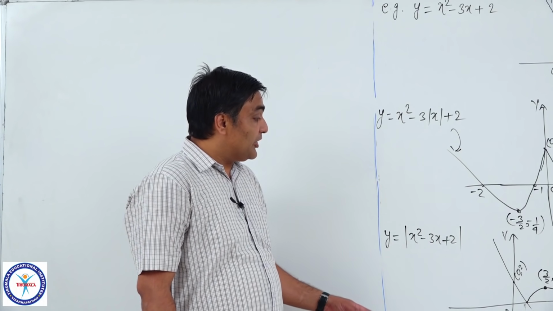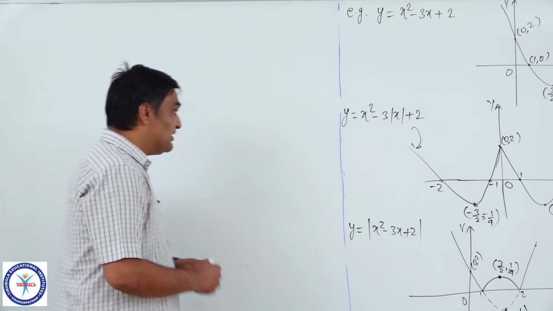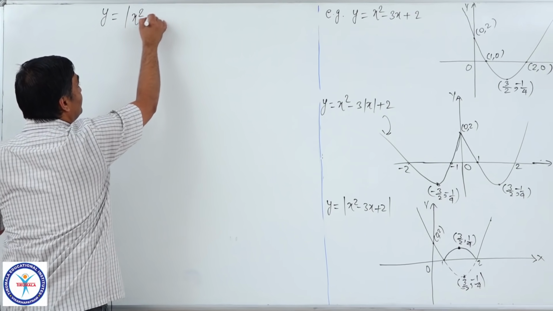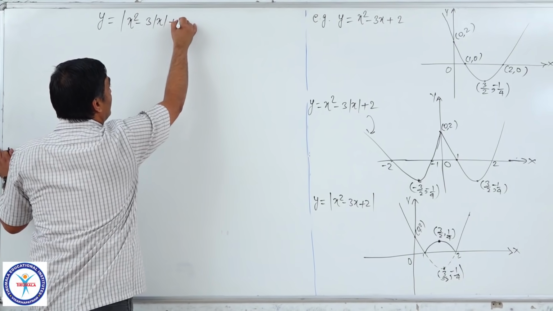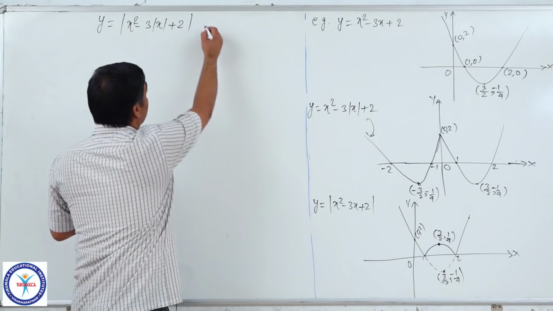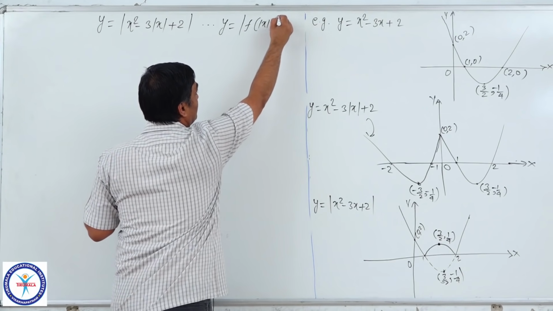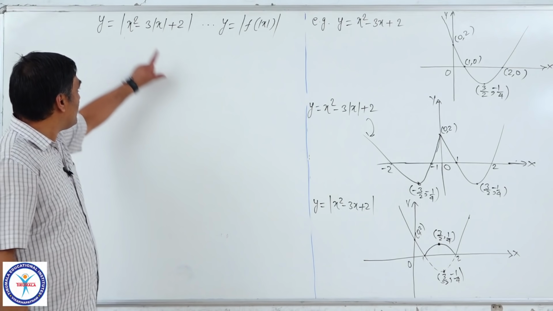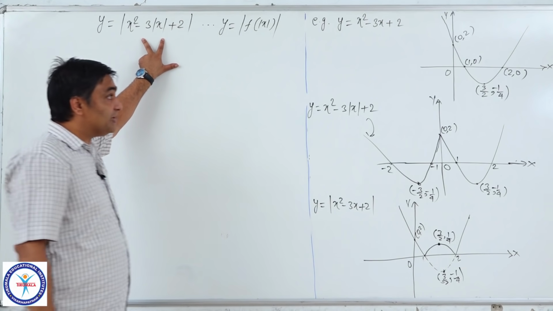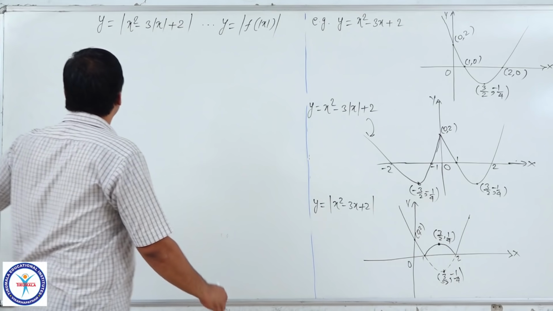Now we will apply both transformations, means the mod sign on x as well as on the whole expression. Means what is the type? y equal to mod of f of mod x. Means both transformations. So how can we draw the graph of this expression from the basic graph, this one? Okay. So let us see.